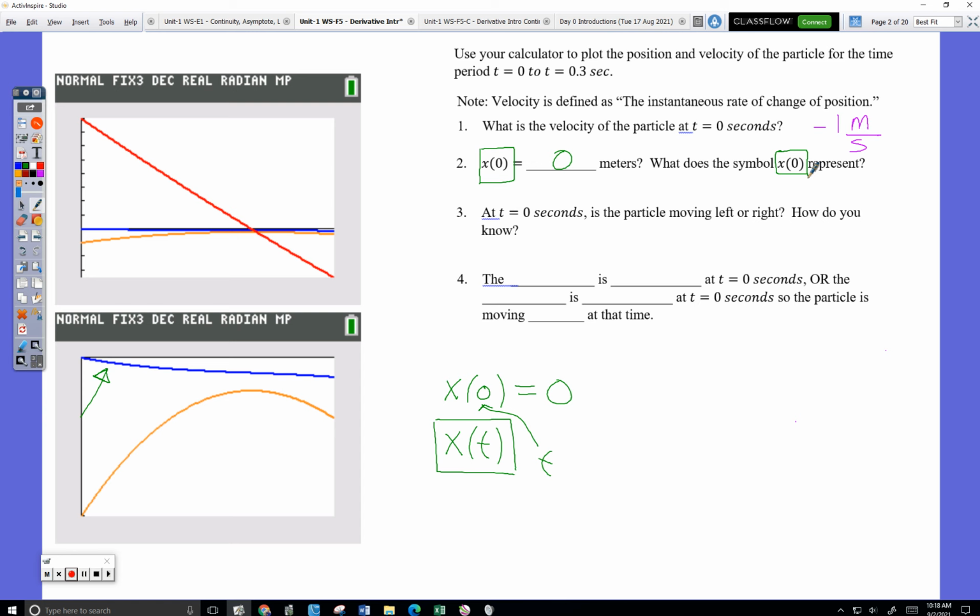Okay. It says that at time equals 0 seconds, is the particle moving left or right? We already answered that. The particle is moving left. How do we know? The velocity is negative. So when the velocity is negative, the particle is moving left.